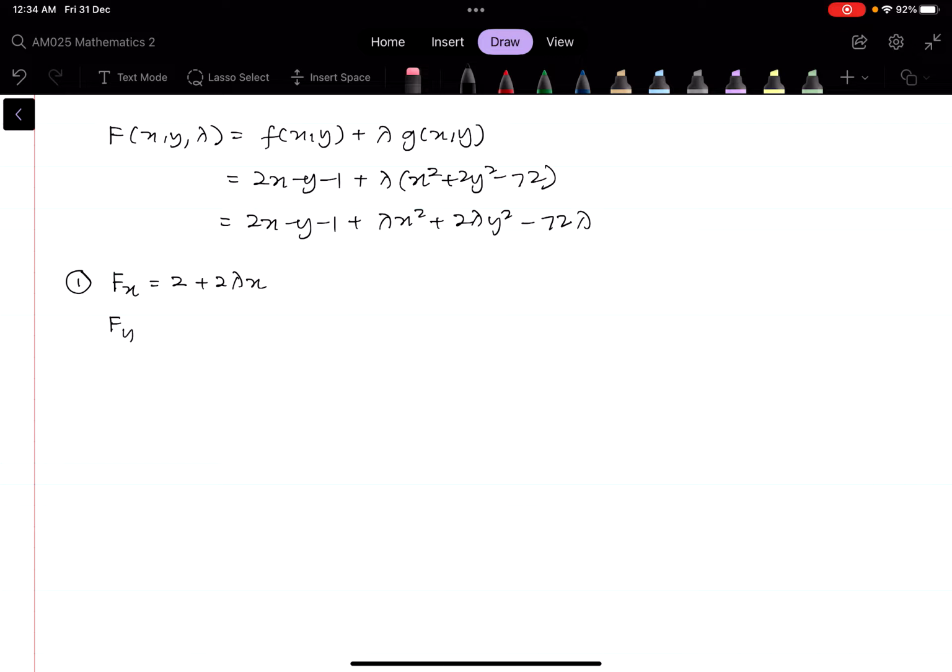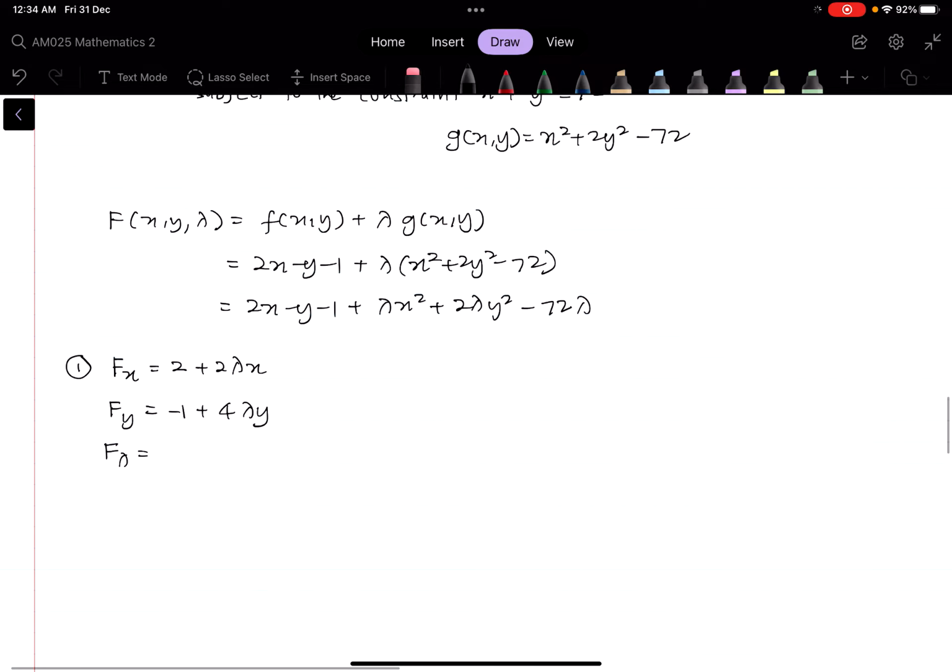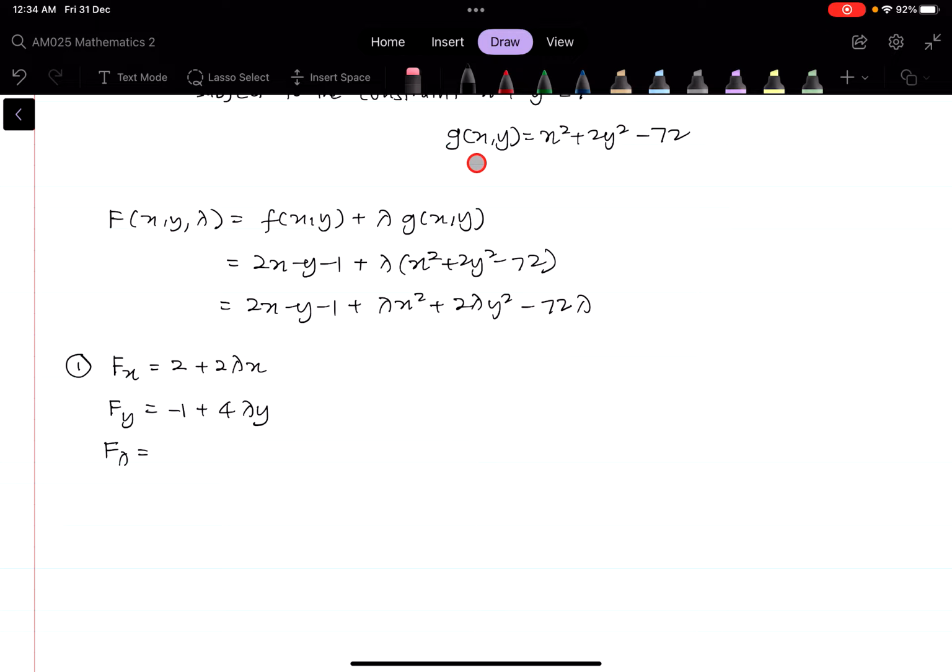F sub y: differentiate 2x with respect to y is 0. Differentiate negative y with respect to y is negative 1. Differentiate negative 1 plus lambda x squared with respect to y is 0. Differentiate 2 lambda y squared with respect to y is 4 lambda y. Differentiate negative 72 lambda is 0. So for F sub lambda, we simply copy down the constraint x squared plus 2y squared minus 72.